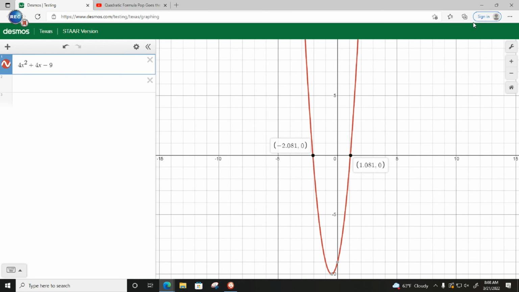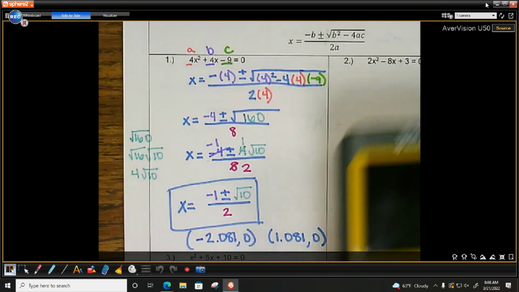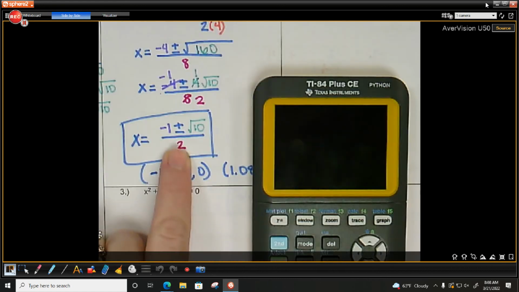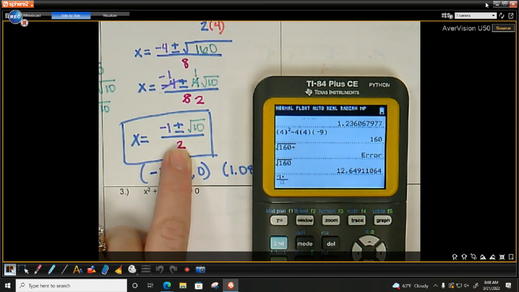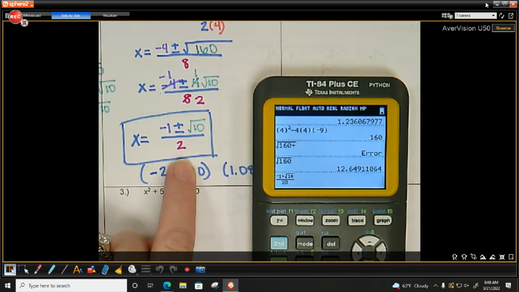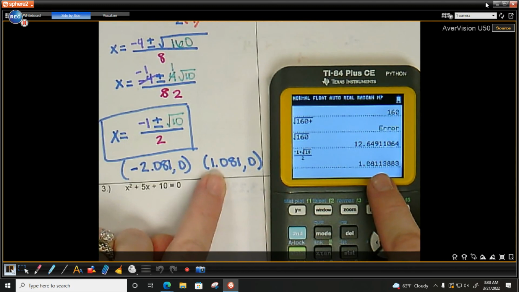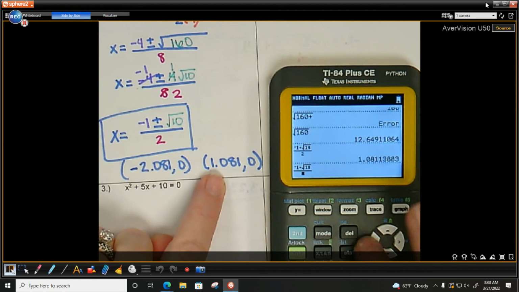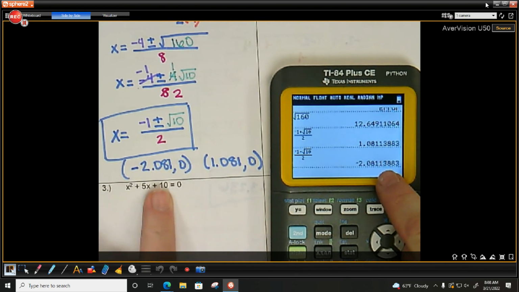We good with that? Let's go back to our calculator and let's see if that's equivalent to this fraction. Okay? So I'm going to do negative 1 plus the square root of 10 over 2. Does that match one of the decimals I got? Okay, now let's do the minus. Does that match my other decimal? Do you see how you can graph to check? Okay.